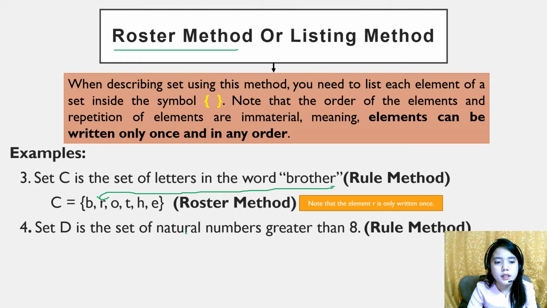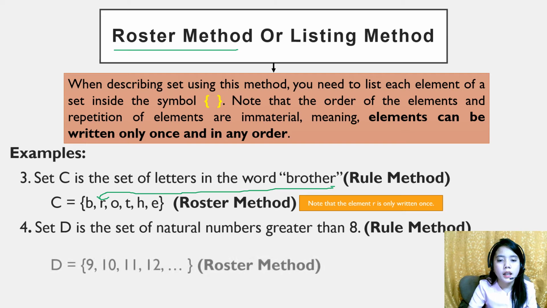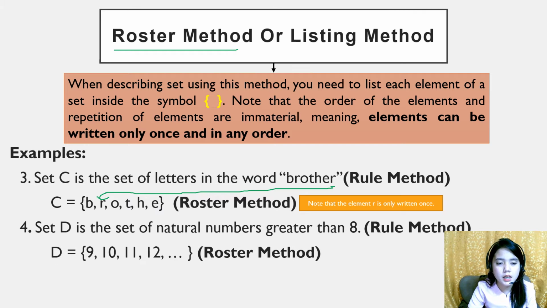Okay. Next, we have set D is the set of natural numbers greater than 8. Okay, unsa man ang mga natural numbers nga greater than 8? We have D is equal to 9, 10, 11, 12, and the ellipsis. Kaya nga naman, daghan mang natural numbers nga greater than 8. So, para dili na ka magsulat ana, mapuno imong papel, you just write the ellipsis. Nakuha?